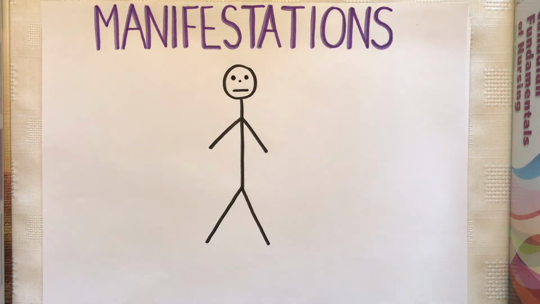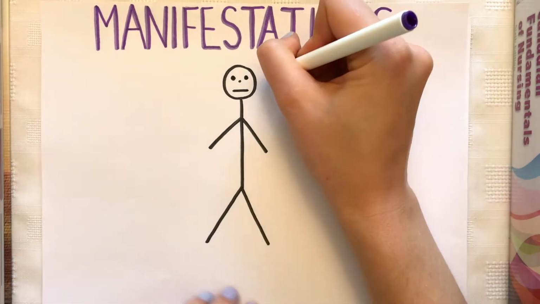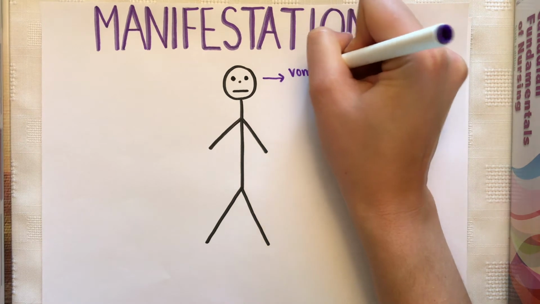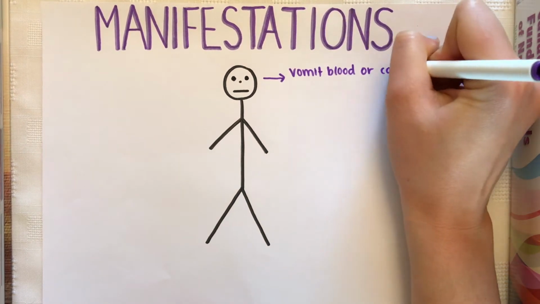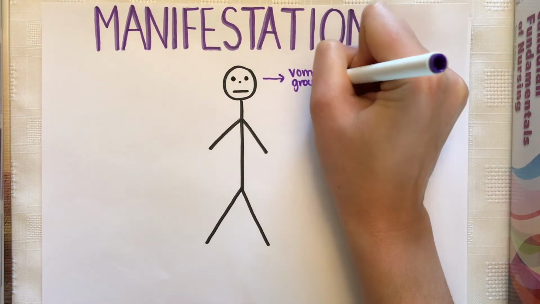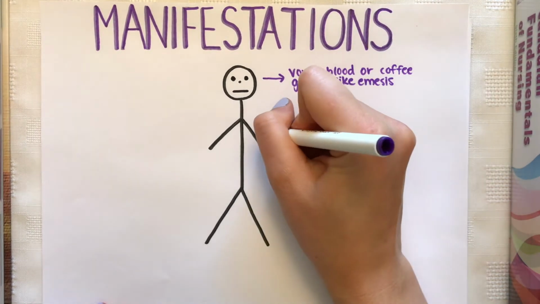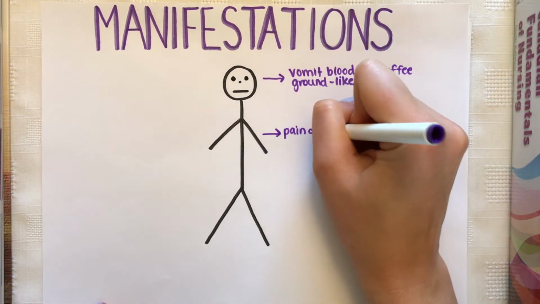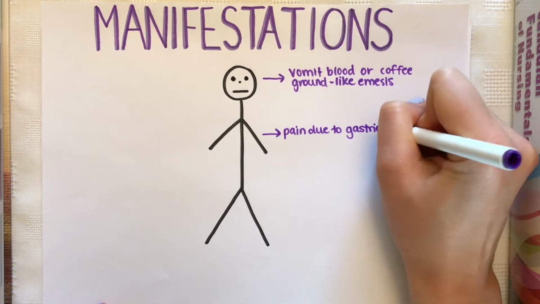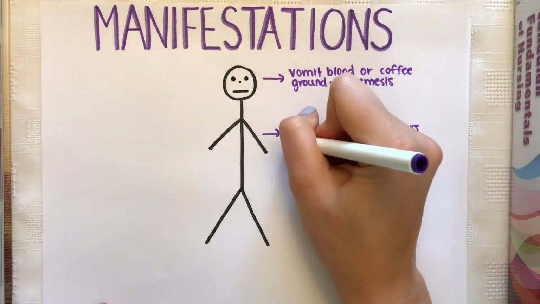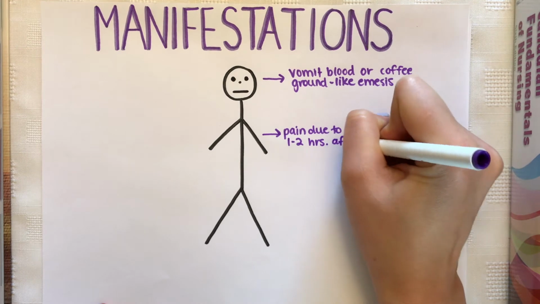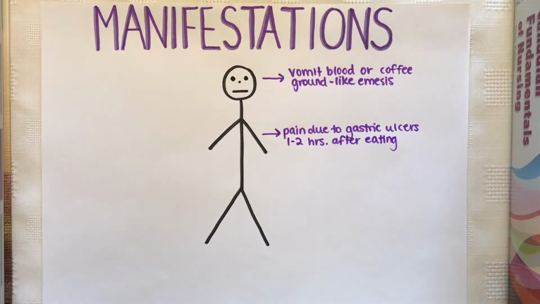The following are manifestations of peptic ulcer disease. The patient could have all, one, or none of these manifestations. The patient could vomit fresh blood or coffee ground-like emesis from digested blood. Pain due to gastric ulcers occurs 1 to 2 hours after a meal. The pain is in the upper region of the abdomen. Patients describe this pain as burning or gaseous pain.